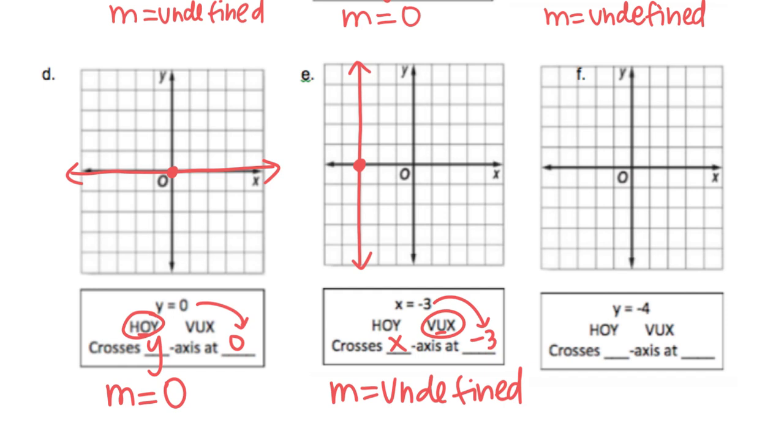All right, last example, looking at F. F says y equals -4. So it is a y telling us HOY. So we are going to go to our y-axis at that -4. So y-axis at -4. And it's HOY, so we are going to make a horizontal line. So when we make a horizontal line, that HOY also tells us that our slope, the O stands for slope, is 0.